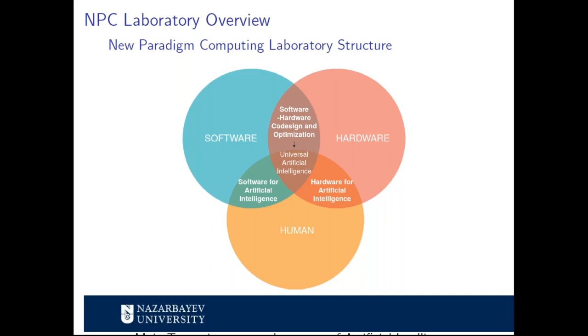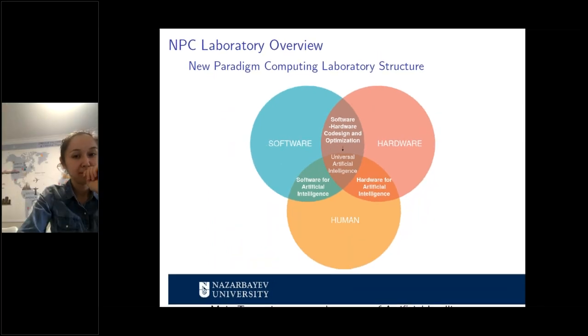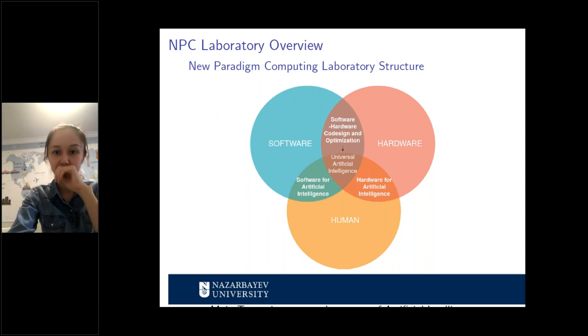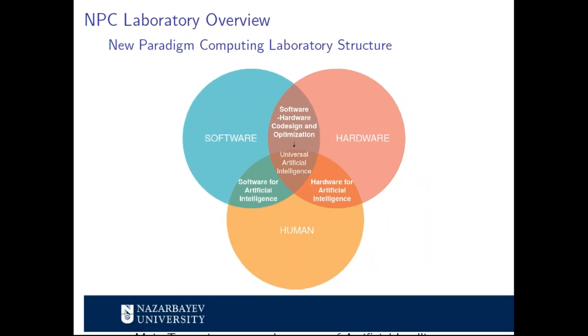Maybe domains isn't the best name, but the general idea is that we have a domain of software, of hardware, and of human. In this age of artificial intelligence, we would like to achieve universal artificial intelligence in order to give us more time to do what we want, and we can leave something to the robots to do instead of us. In this presentation, I will be talking about three overlaps, or how in this new paradigm computing we are trying to solve different problems of artificial intelligence.